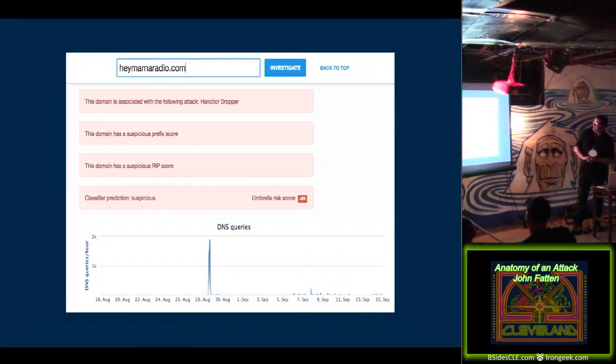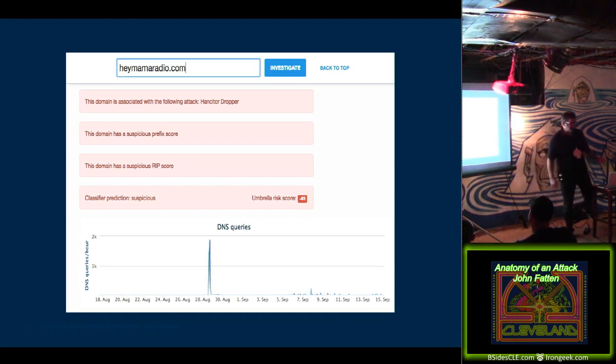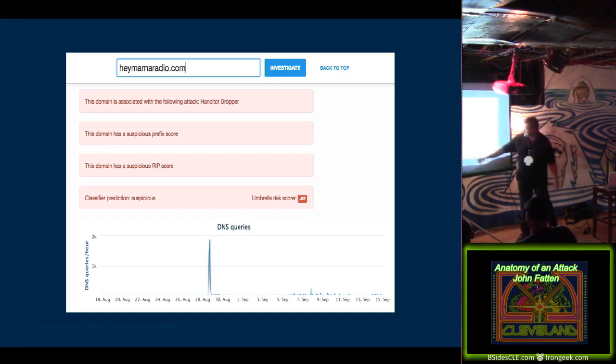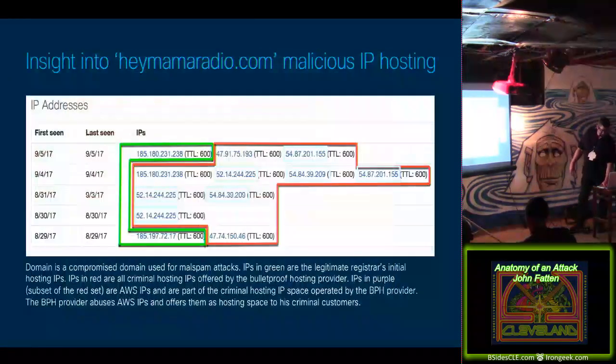Okay, so if we do a quick look at heymamaradio.com, in this case, it's also associated with a Hansiter dropper program. So it's got a score. We blocked it in the Umbrella program. But the interesting thing is that heymamaradio.com, a different domain, had the exact same spike on the 30th of that day. So a number of different domains were being essentially used for the same purpose.